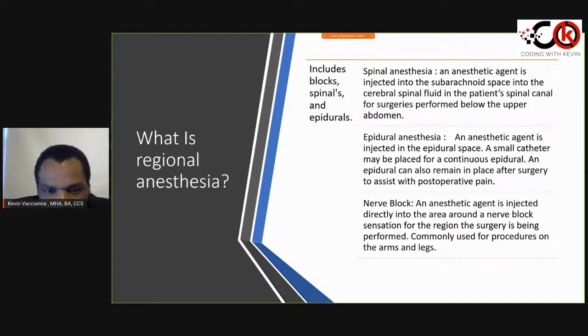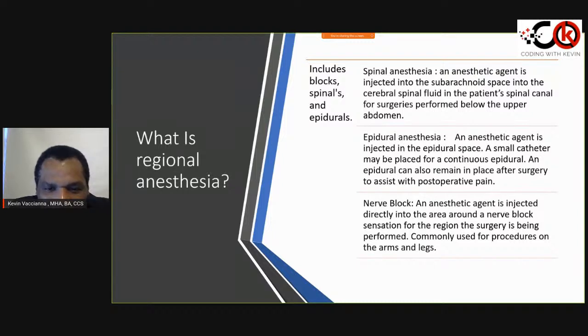Spinal anesthesia is an anesthetic agent that is injected in the subarachnoid space, into the cerebral spinal fluid in the patient's spinal canal, for surgeries performed below the upper abdomen. Epidural anesthesia, remember the location for the spinal, right? Upper abdomen. Epidural anesthesia, anesthetic agent is injected into the epidural space. That's the location for epidural.